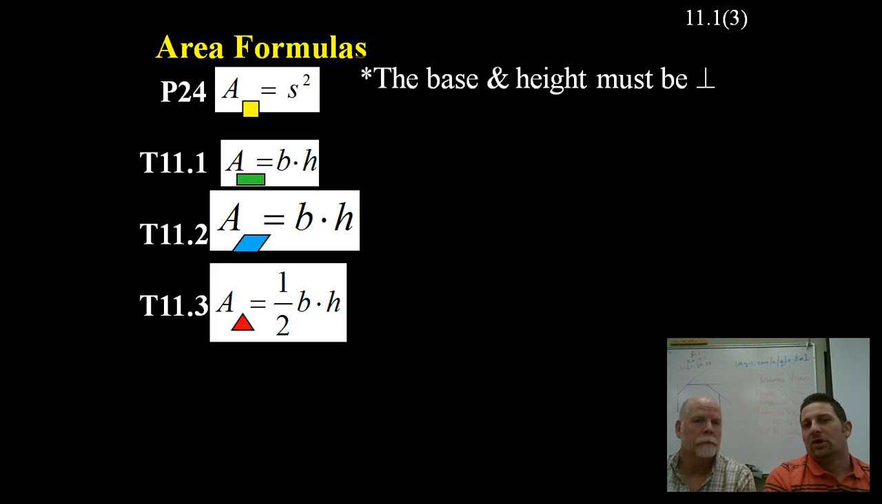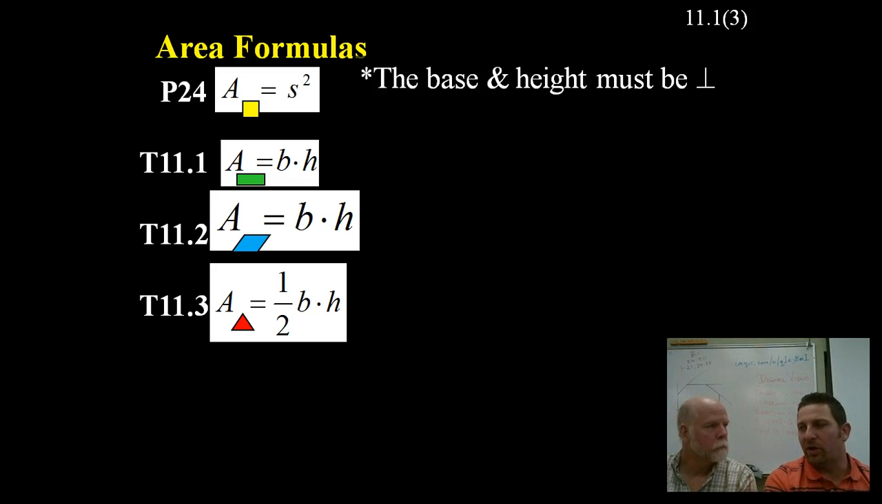Area of a square is just side squared, or you can also consider it the length times the width, but we always think of it as side squared because all four sides are the same. So if you take one of those sides and you square it, you can find the area of a square. Theorem 11.1 is the area of a rectangle, which is just base times height.